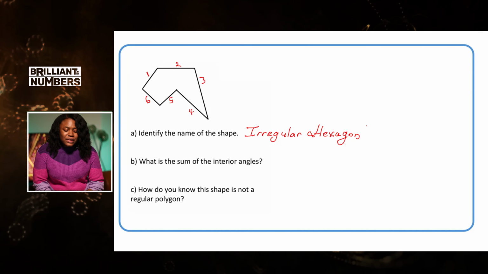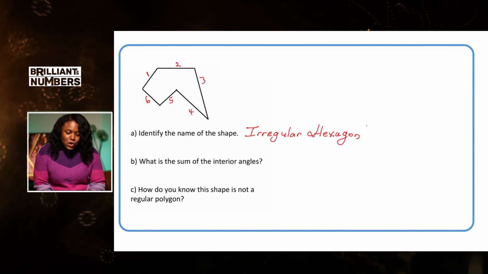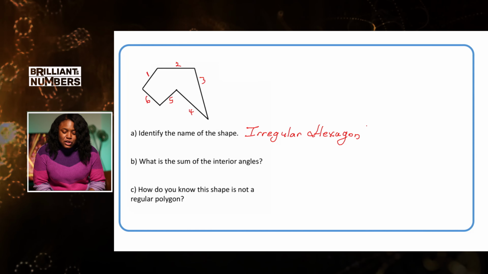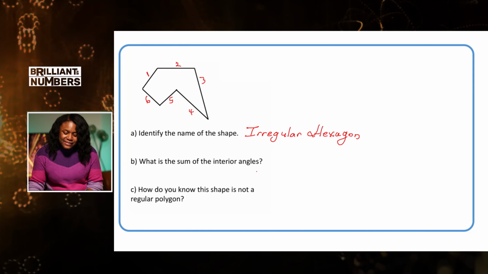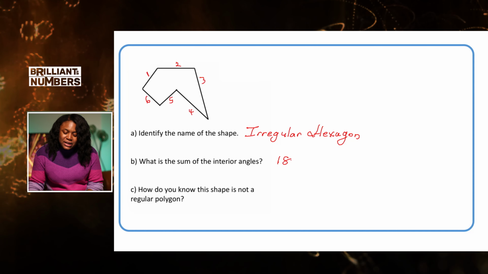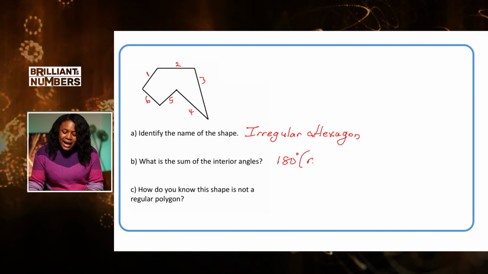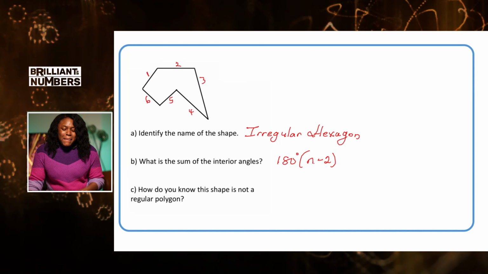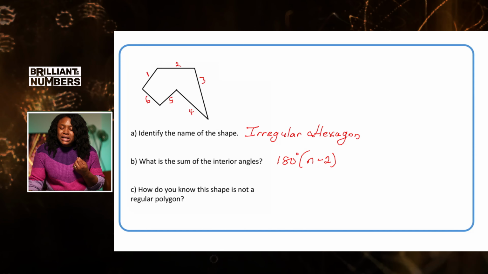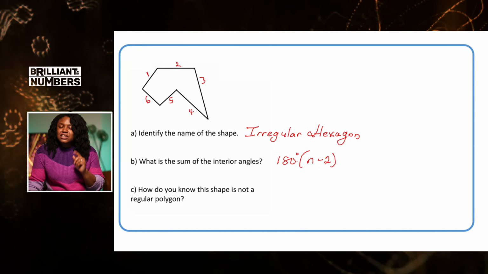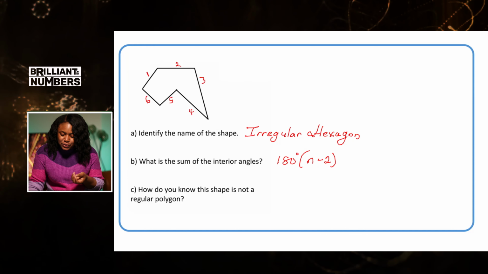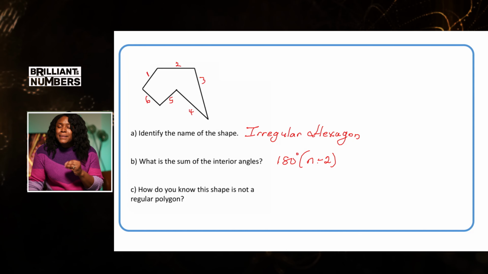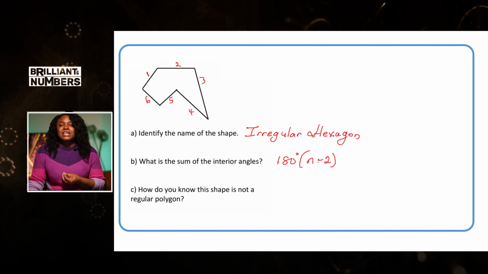Okay. Now, the next question says, what is the sum of the interior angles? So we need to remember our formula. So the formula for the sum of interior angles is 180 degrees times n minus 2, where n is the number of sides. And the reason why we are multiplying by 180 is because the angles in a triangle add to 180 degrees. So when we do n take away 2, we are finding how many triangles this particular shape has.